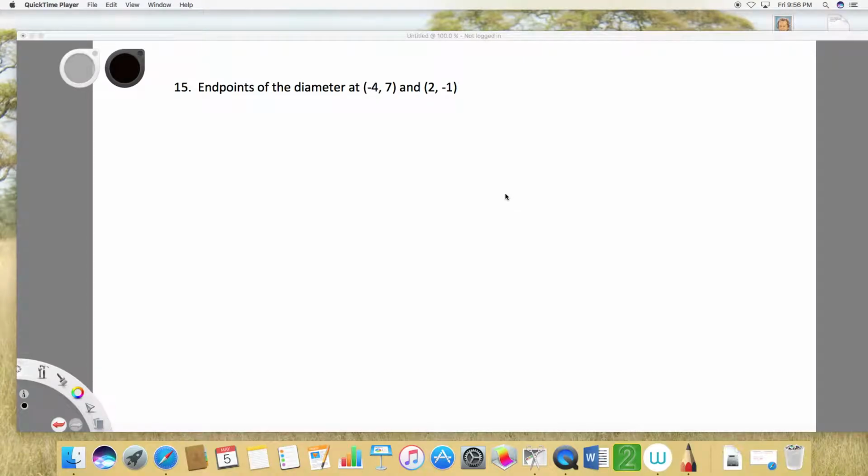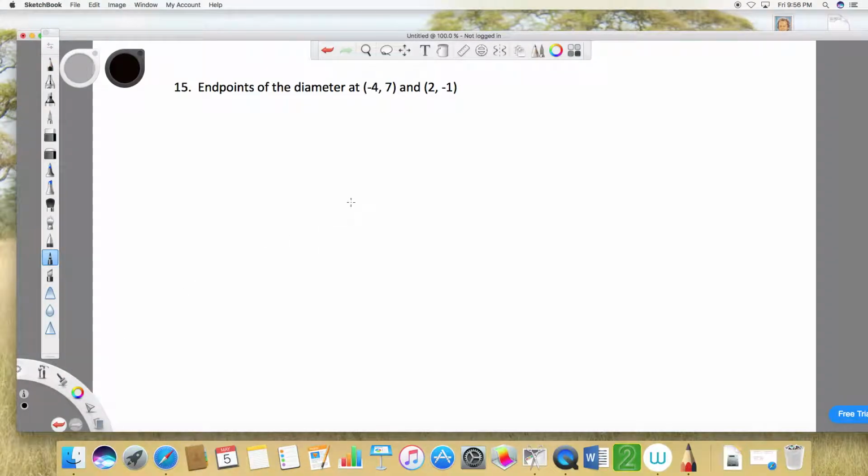All right, so let's take a look at this problem number 15. They're giving us information about a circle and asked us to write the equation in standard form. So let's do that. If I think about what this circle looks like, let's just do a sketch real quick. I'm not even really going to place it on an axis.